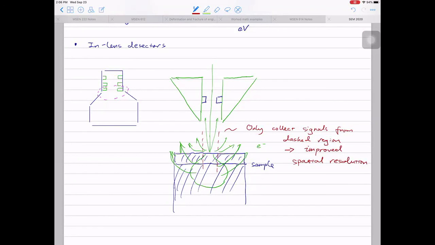Okay, if no questions, let me ask you a question. I've discussed the advantage of using the in-lens detectors. The main advantage is we can get a much better improved spatial resolution. What is the disadvantage? What would be the major disadvantage of using this technique?